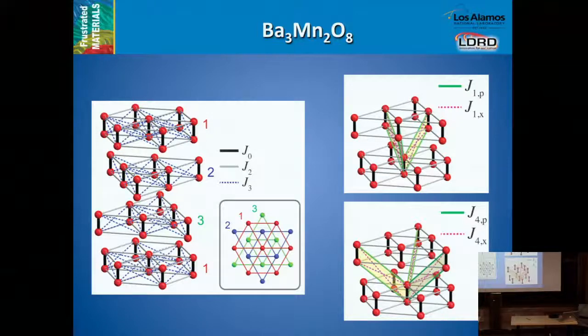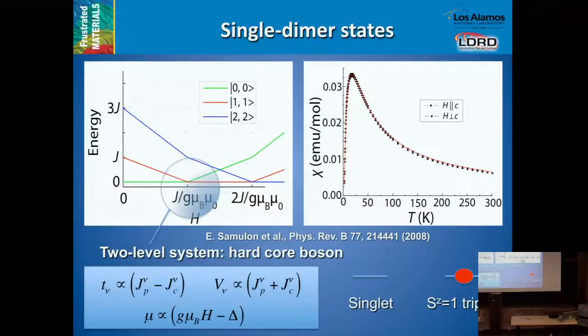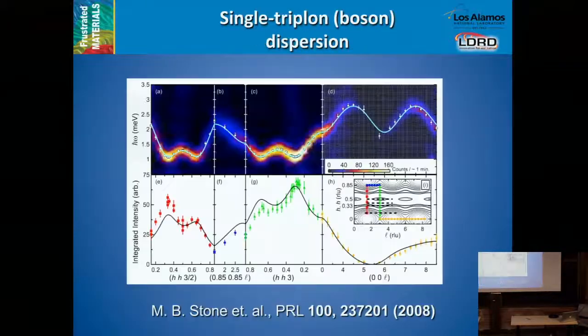Here I'm thinking, there are two ways of closing the gap. One is increasing the relative strength of these interdimer interactions relative to the intradimer. The other one is to apply a magnetic field. What I'm doing now is applying a magnetic field, so only one of these three levels is going down. In the case that you have in mind, the three levels will go down and eventually cross, because when you apply pressure, you're not breaking the SU(2) symmetry.